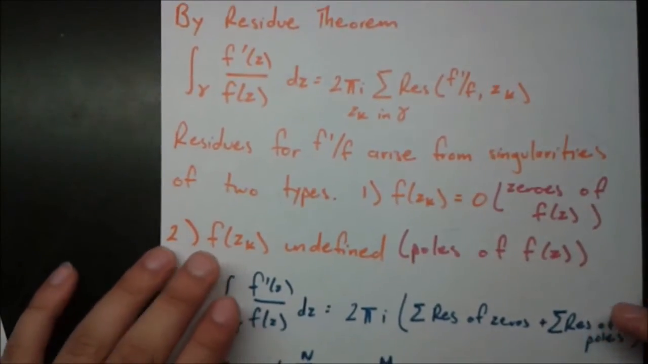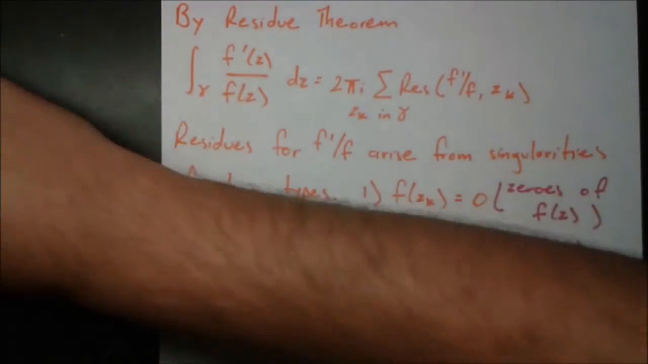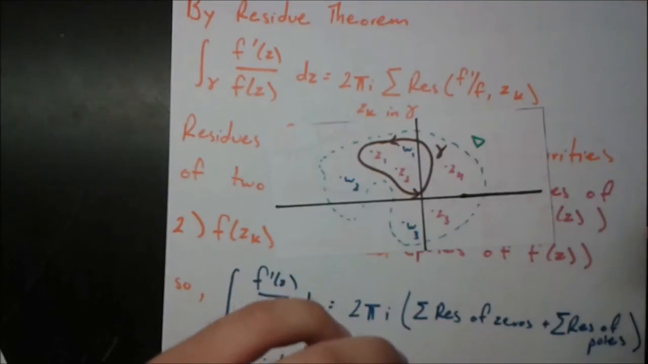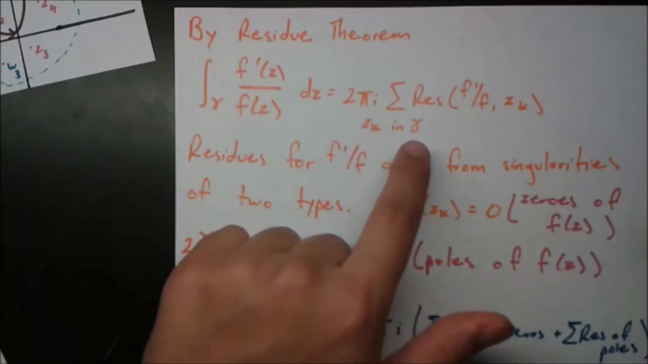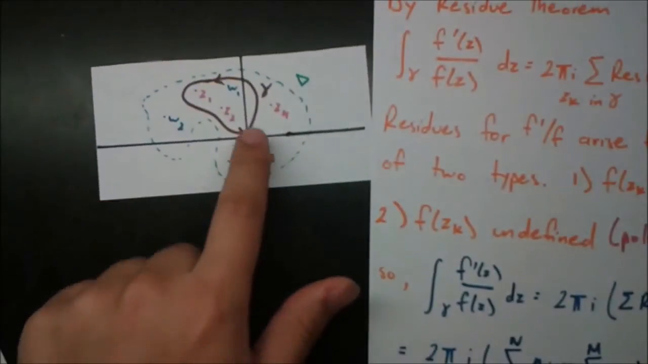So now by the residue theorem, let's say we want the integral of f prime over f around that curve gamma. So just to remind, that curve gamma was right here. It's something that circles a few of the poles or zeros, but doesn't actually go through any of them. Okay, so that by residue theorem is equal to 2 pi i, sum of the residues of f prime over f that are inside that gamma. Okay, so we only have to worry about the ones that are inside gamma. We don't worry about the ones that are outside, obviously.